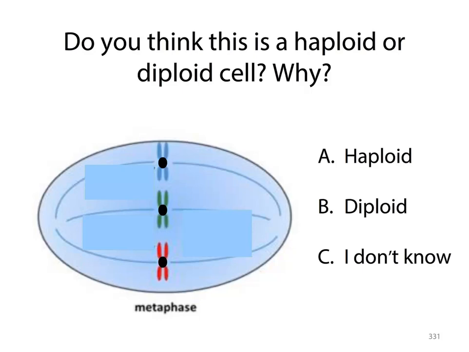It's not C. So go ahead and choose your answer first and then move on. And with any luck, you picked haploid. You might be asking, how in the world do you know? Well, there are 3 chromosomes here, and so it's an odd number.